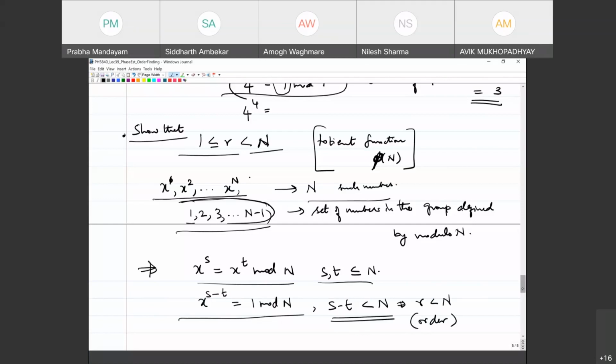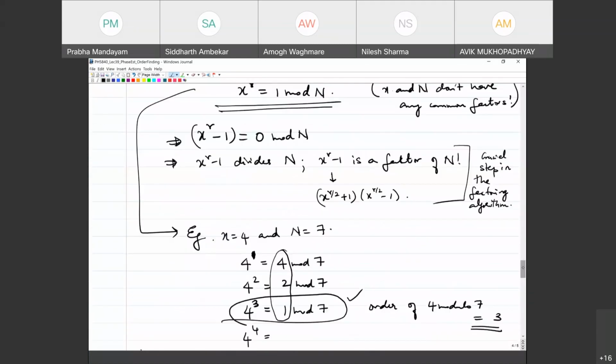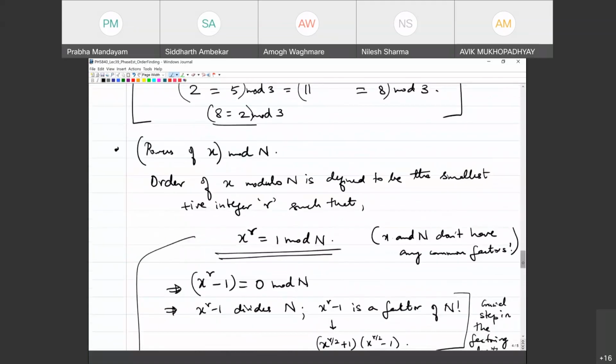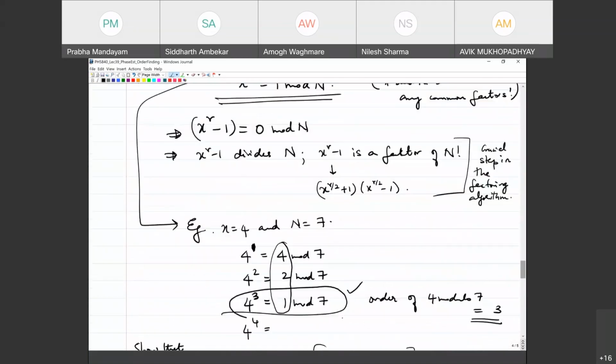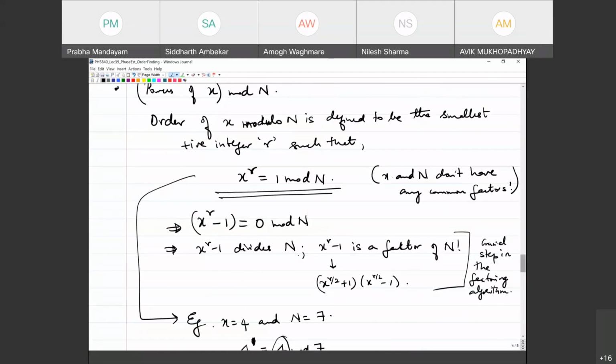All right, so I hope you have some handle on, yeah, was there a question? No, ma'am. Okay, so I hope the idea of the order is clear, and this example hopefully also showed you how to work out the order. And the motivation to do this, like I said, comes from the factoring algorithm and the fact that if you find the order, then you essentially have found one non-trivial factor, prime factor of n.